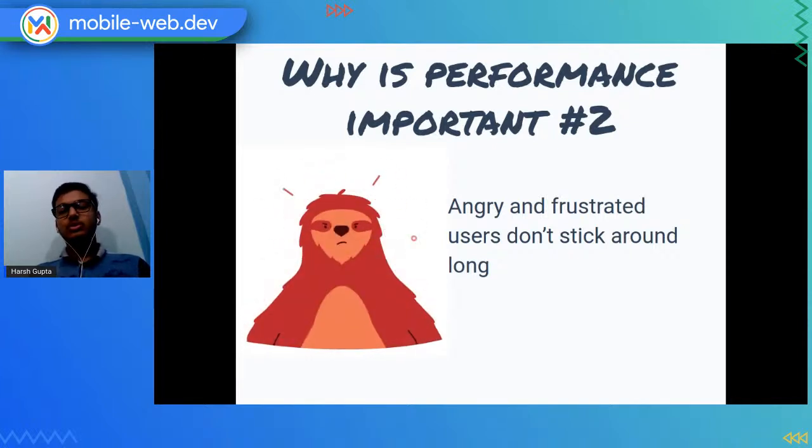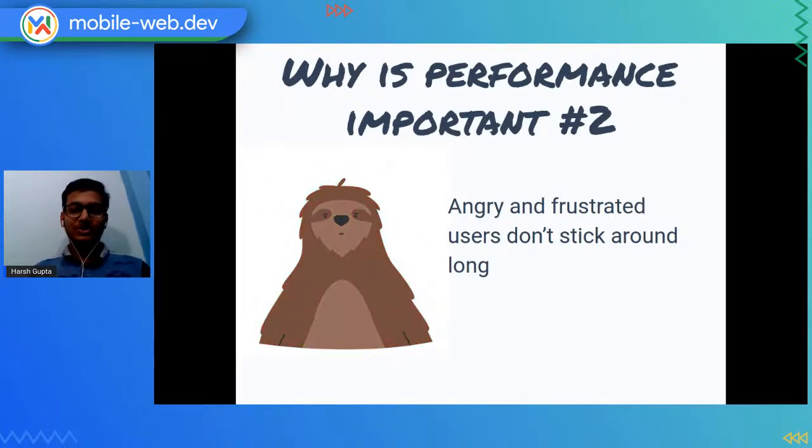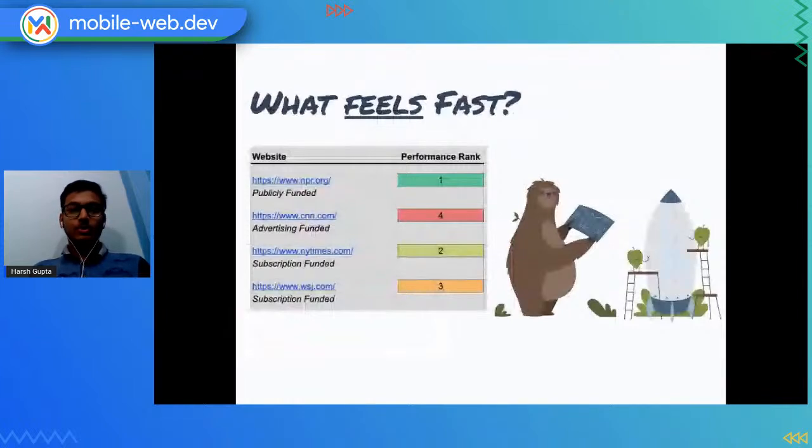So it is not showing what we want to see, then we will get frustrated. So this is a common behavior of the user. So what feels fast? We have talked about how if our website is slower or if our website is down, then users get frustrated. But what feels fast?